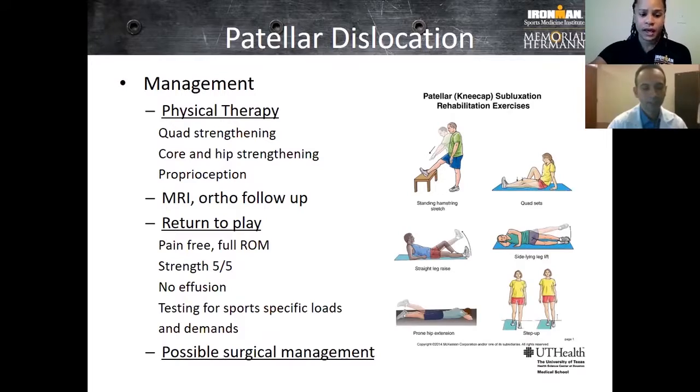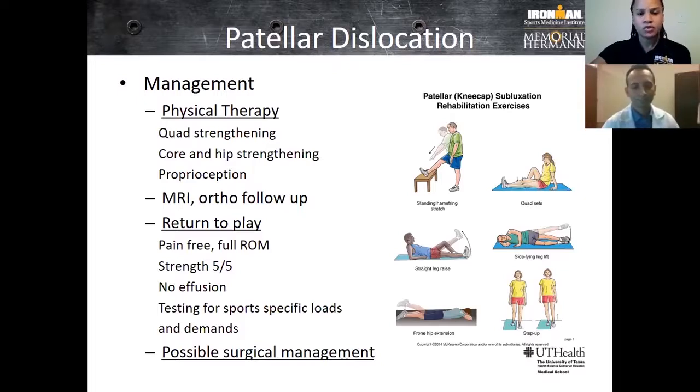Once they return to play, you want to make sure that they're pain-free. You want to make sure that they can fully squat, fully do any of the motions. Their strength needs to be equal to that of the other side, so we do a good job of comparing bilaterally the strength from one knee to the other. There should be no more swelling. We want to do as best as we can to keep that from limiting them in motion, and also from creating further damage as they're trying to go back to play.